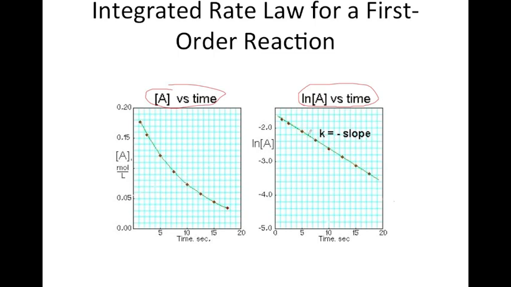Also, if we looked at the slope of this line, we could determine our rate constant k, and our y-intercept would give us the natural log of our initial concentration.